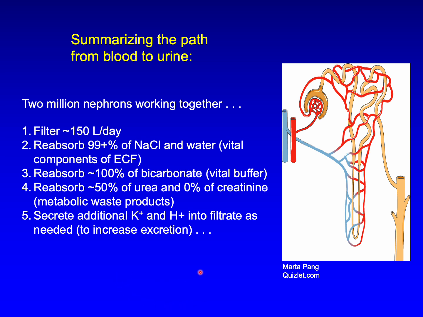And we can secrete additional stuff like potassium and hydrogen ion from the capillaries into the filtrate as needed to increase its excretion in the urine. And the ultimate result is that the urine output is going to be something like 1 to 2 liters per day most of the time. And this is created, remember, from 150 liters of glomerular filtrate that is gradually processed by secretion and reabsorption.